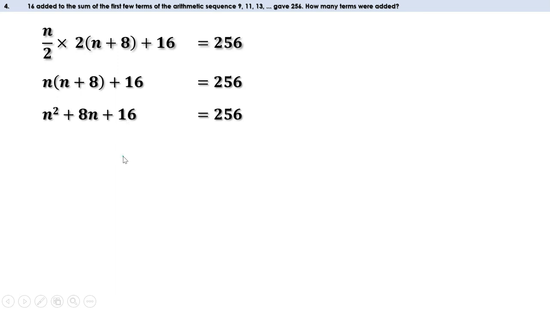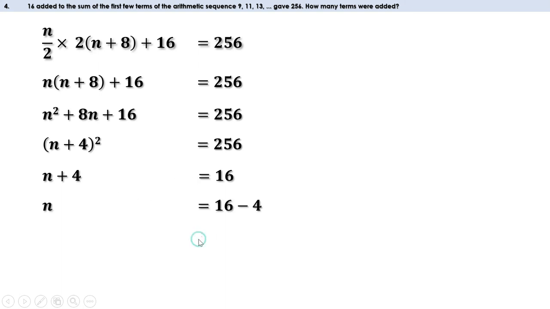So we can write n plus 4 all square is equal to 256. This is the square of n plus 4 and this is the square of 16. Taking square root on both sides, we can write n plus 4 equal to 16. Taking 4 on the other side, we can write n equal to 16 minus 4 or 12. n equal to 12 means 12 terms were added.